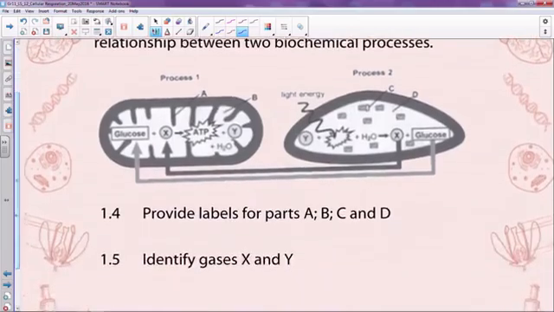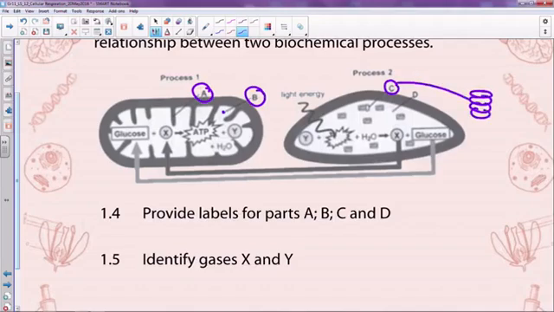So here we've got to look at 1.4. Provide labels for parts labeled A, B, which points to this area here, C, which points to the stack of coins that's there, so that's essentially C, and D, which points to the inner medium in which the chloroplast contents float. And then we've got to identify gases X and Y. So quite a nice question.